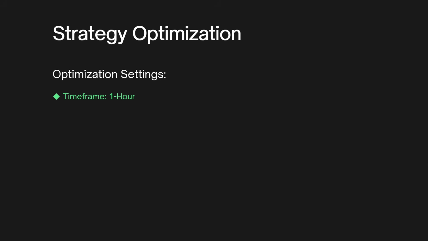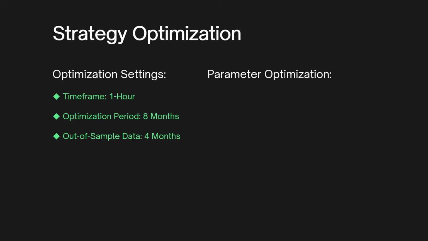The data is split into 2 sets. In sample, 8 months, used for tuning strategy parameters. Out of sample, 4 months, used to test the strategy on unseen data. We'll focus on optimizing the following key parameters.